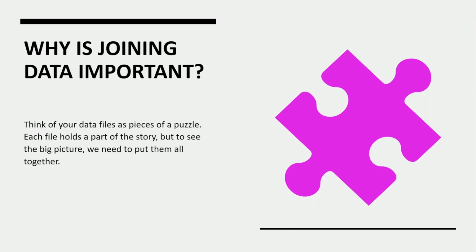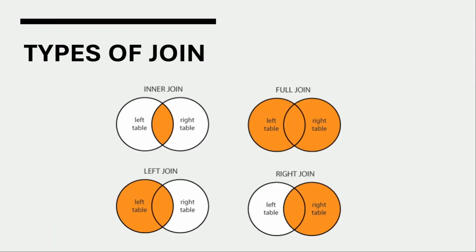Think of your data files as pieces of a puzzle. Each file holds a part of the story, but to see the bigger picture, we need to put them all together. So when we aggregate and join multiple files, we create a unified dataset that provides a comprehensive view, allowing us to draw meaningful insights. There are different types of joins in Python and SQL.